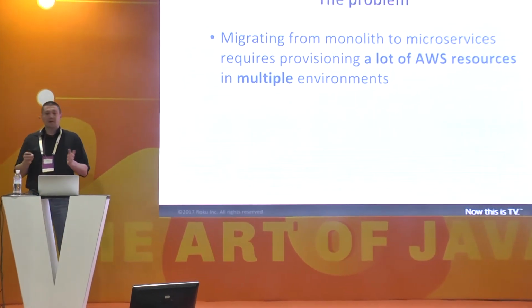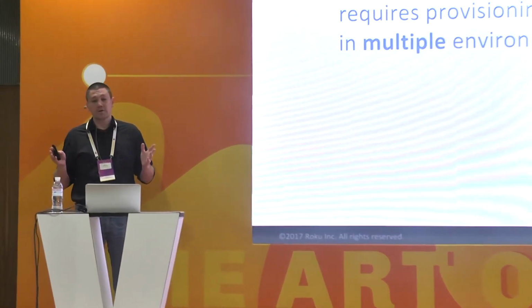When we just started migrating from monolith architecture to microservices, we faced a problem. We needed to provision tons of AWS resources: elastic load balancers, EC2 instances, ECS services, you name it. And we had to do it in different environments: QA, staging, production. And on top of that, we were seriously understaffed. Our ratio of devs to ops was like 7:1, I believe.